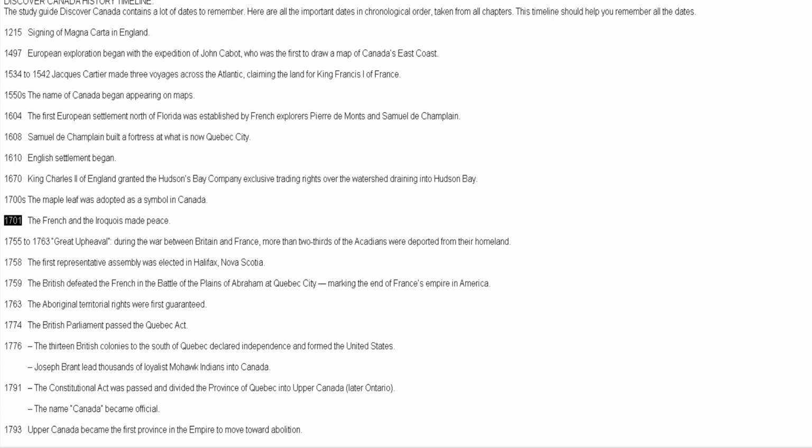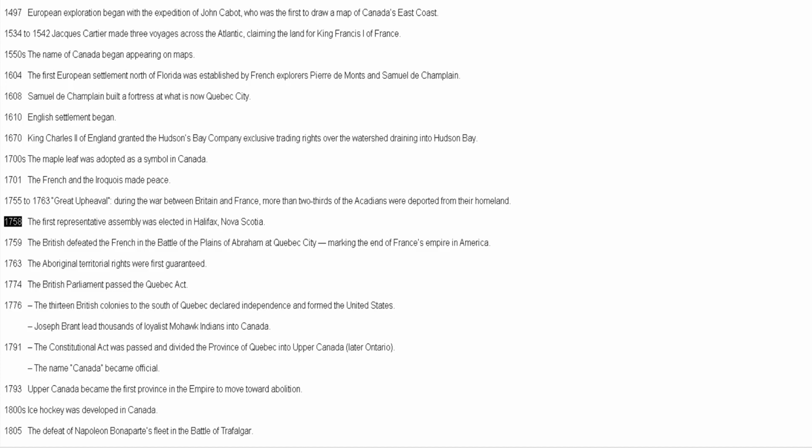1604 The first European settlement north of Florida was established by French explorers Pierre de Monts and Samuel de Champlain. 1608 Samuel de Champlain built a fortress at what is now Quebec City. 1610 English settlement began. 1670 King Charles I of England granted the Hudson's Bay Company exclusive trading rights over the watershed draining into Hudson Bay. 1700s The maple leaf was adopted as a symbol in Canada. 1701 The French and the Iroquois made peace.